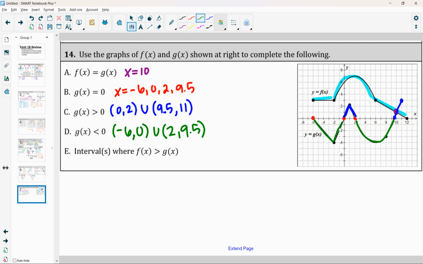Then finally, what are the intervals where f of x is above g of x? So f of x is above g of x here until they are equal. And remember, they were equal at 10. So f is above g from -6 up until 10.